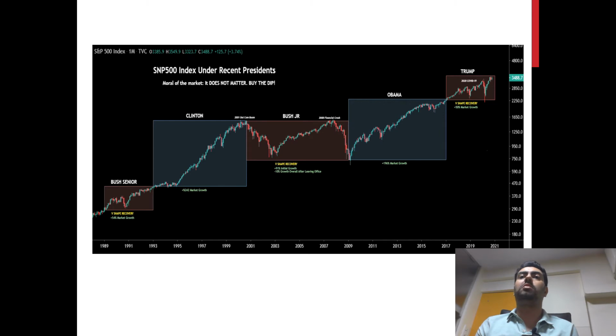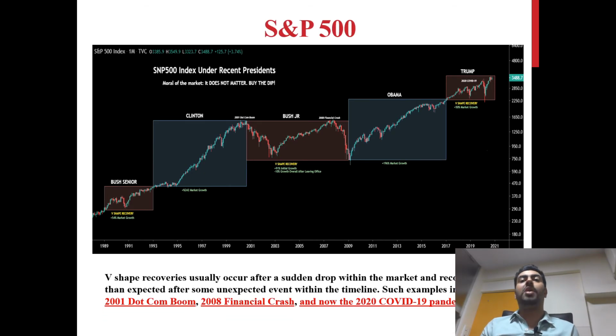So the moral of this is that it does not matter, just keep buying the dips. Secondly, V-shaped recoveries usually occur after a sudden drop within the market and recover faster than expected after an unexpected event within the timeline. Like we covered, the first unexpected event was the 2001 dot-com boom, followed by the bust and then the recovery. Then came the 2008 financial crisis, and now the 2020 COVID-19 pandemic.